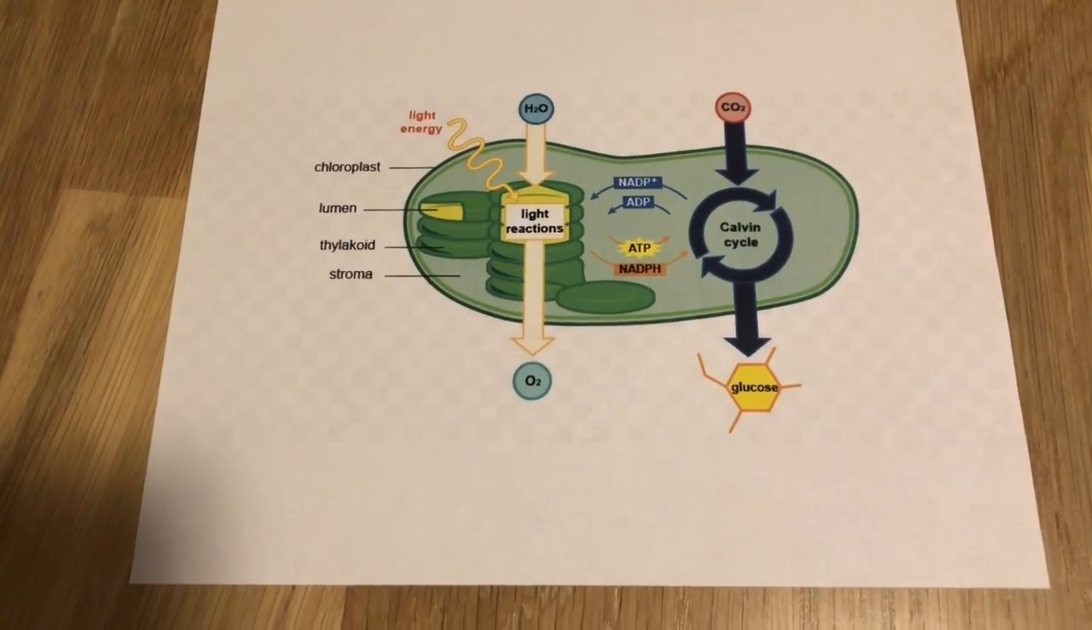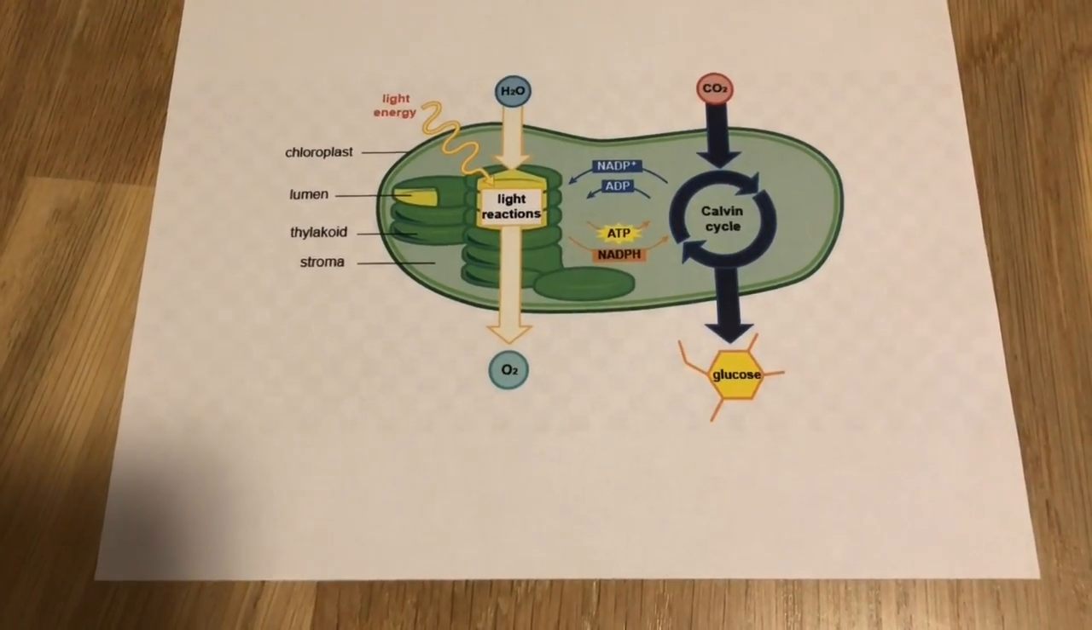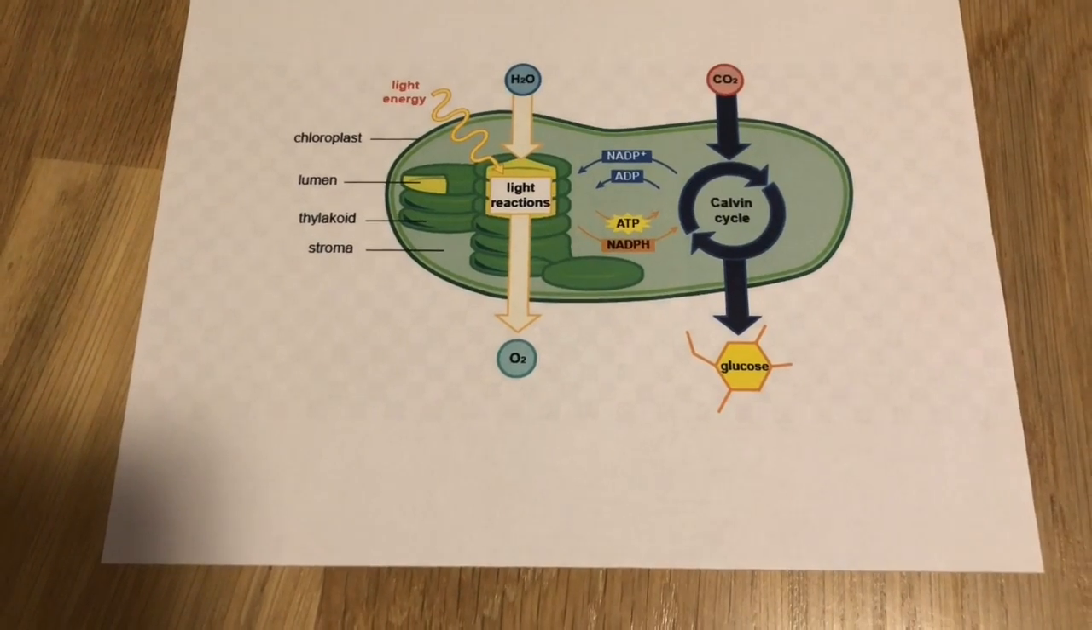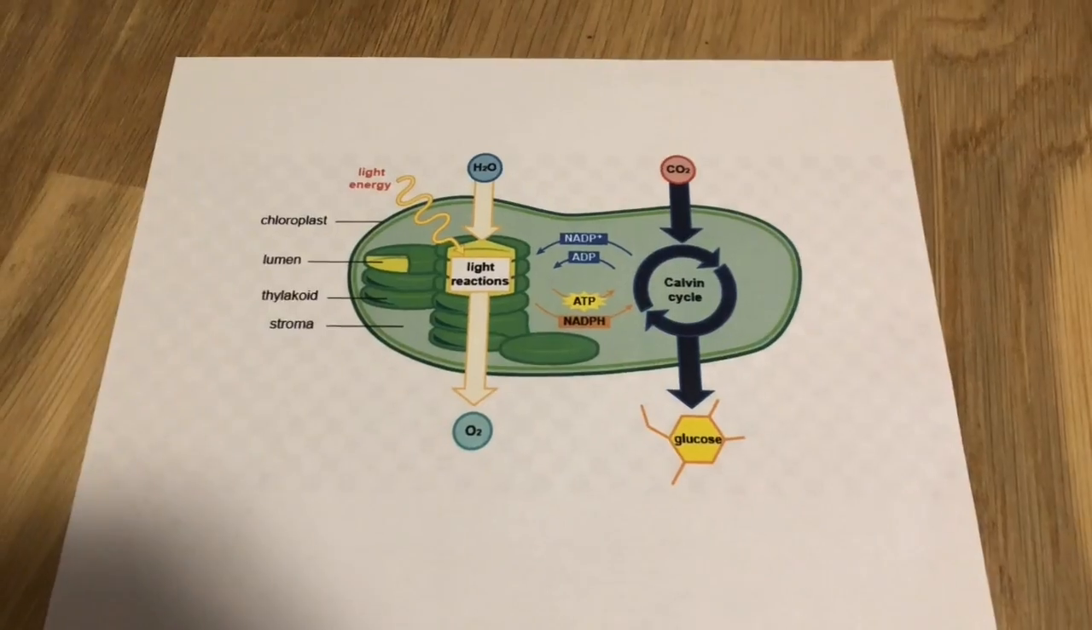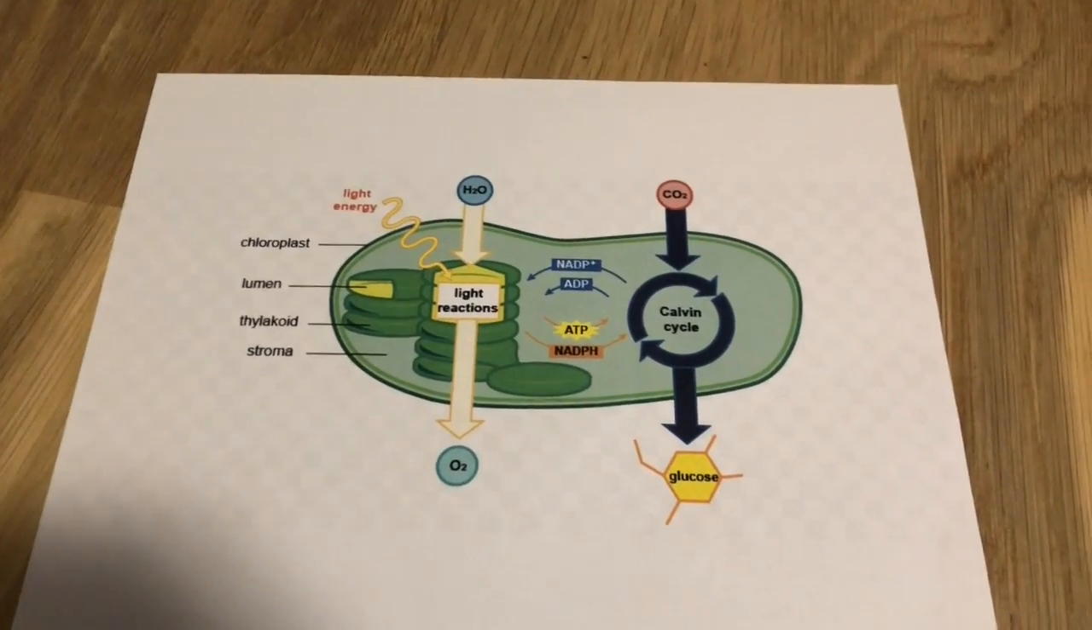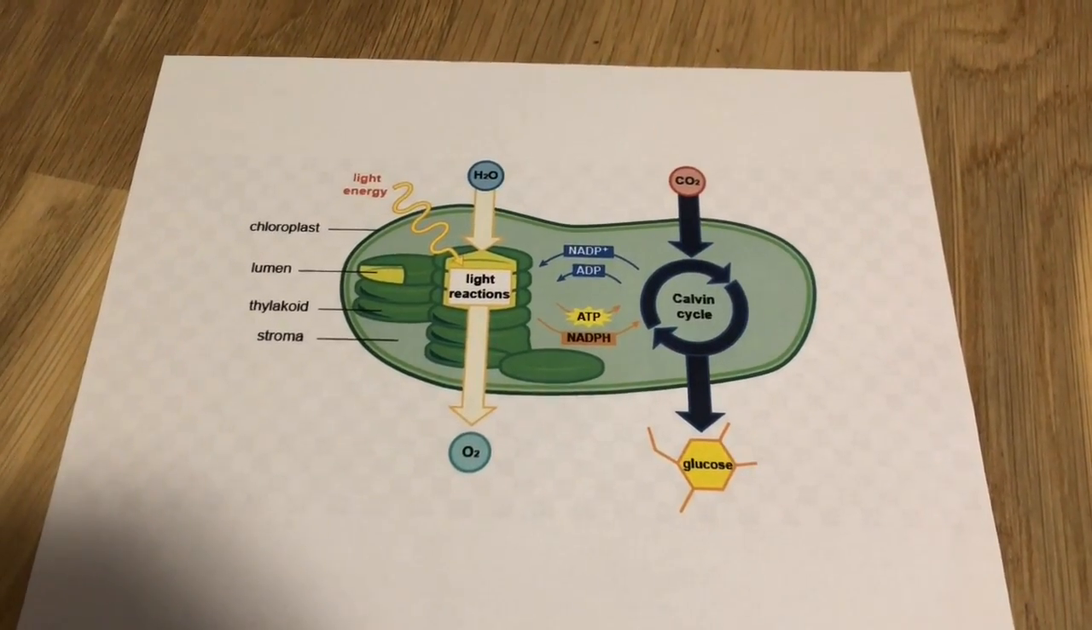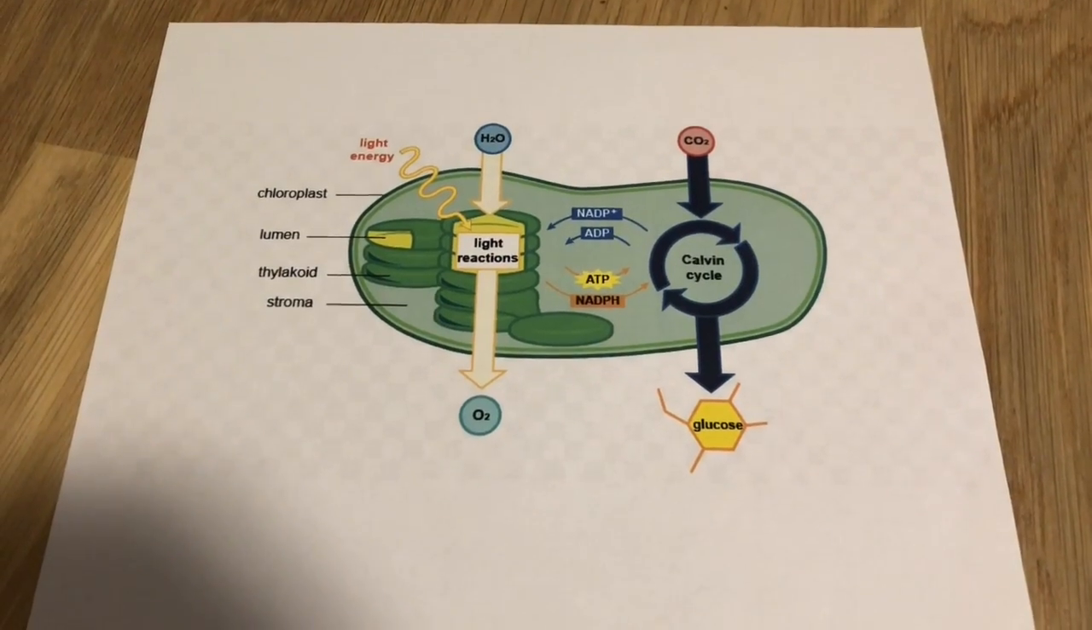Today, I'm here to talk about photosynthesis and the photosynthesis process. First, let's start with the light reaction. The light reaction takes place in the thylakoids inside of your chloroplast.